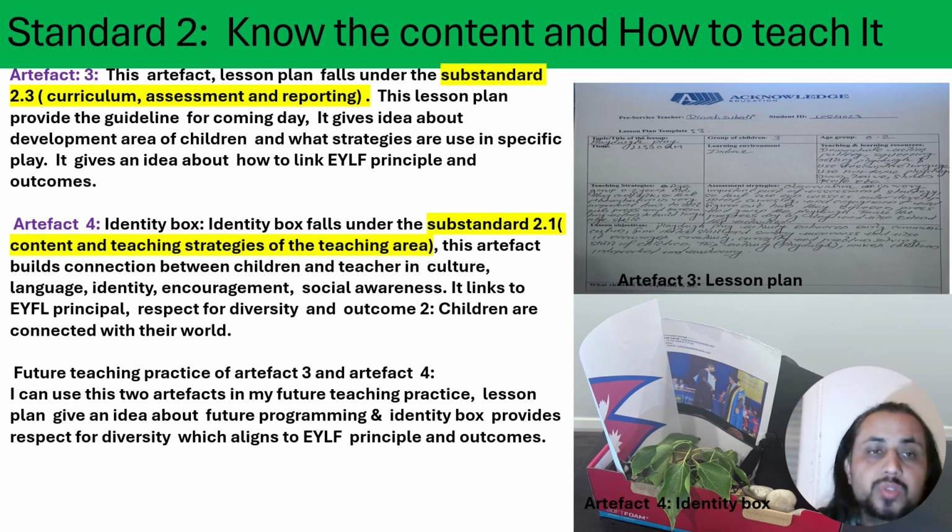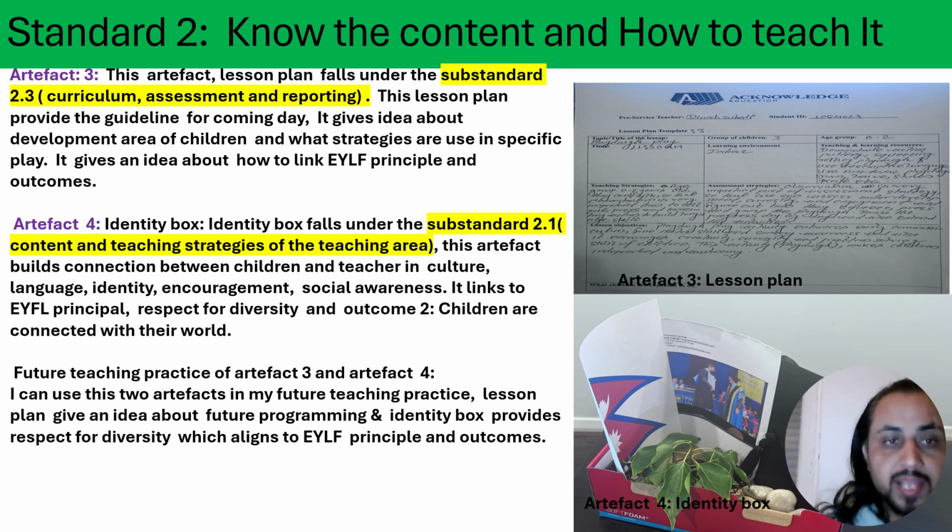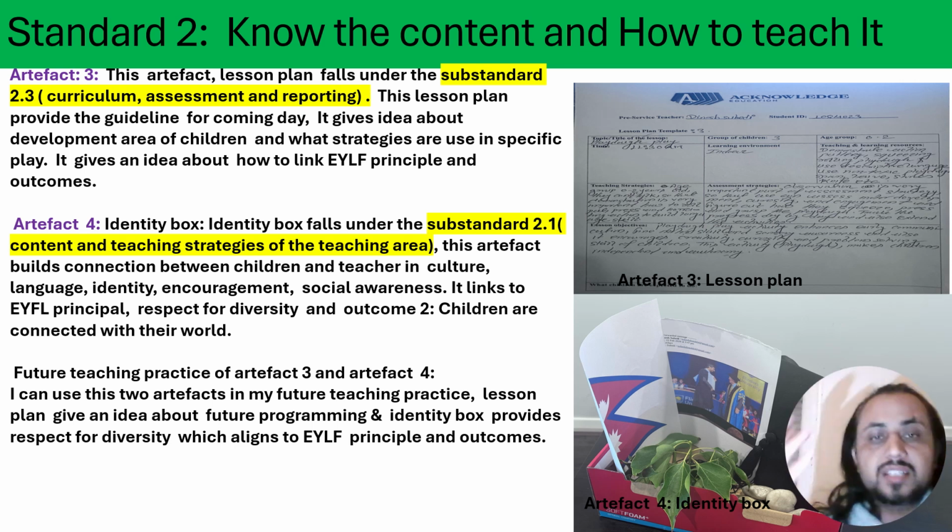This slide belongs to Standard 2, know the content and how to teach it. Artifact 3, the lesson plan, falls under sub-standard 2.3. This lesson plan provides the guidelines for the coming days. It gives an idea about the development areas of the children and what strategies are used in the specific play, and how to link the EYLF principles and outcomes.